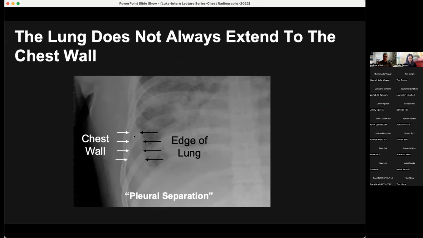Here you see an example of a finding known as pleural separation, where here's the chest wall, but the lung markings end here at the tips of all these black arrows. Pleural separation tells you that there's something wrong in the pleural space. It could be fluid, it could be a mass, it could be inflammatory tissue, but there's something in the pleural space that needs further evaluation.